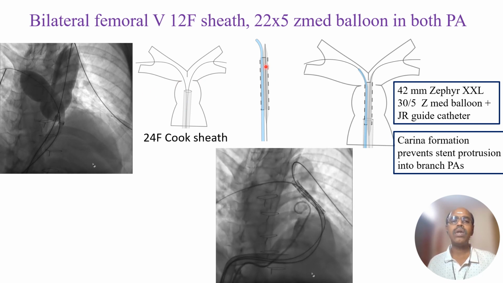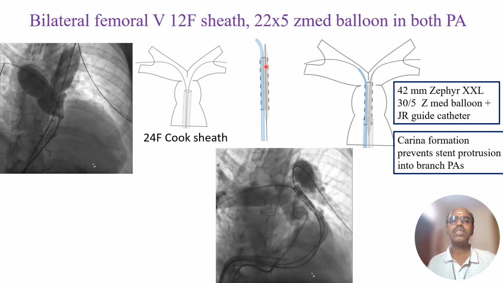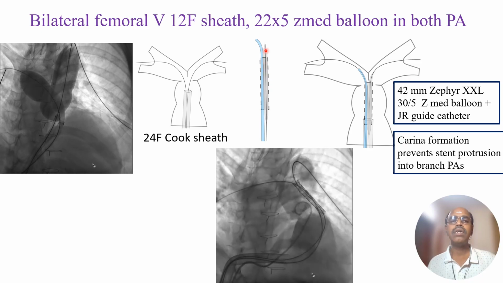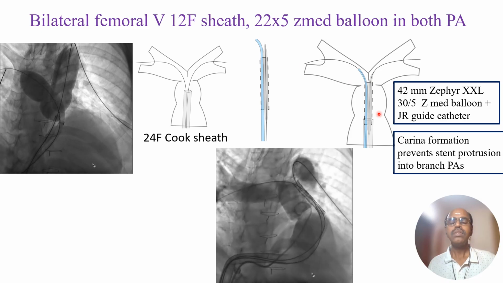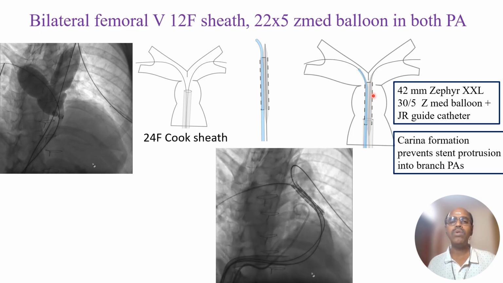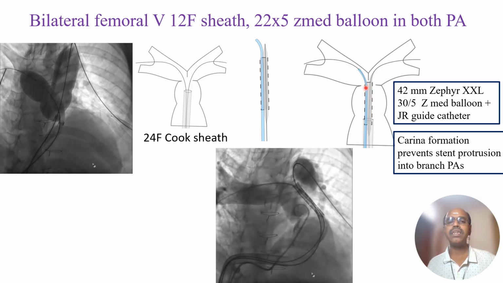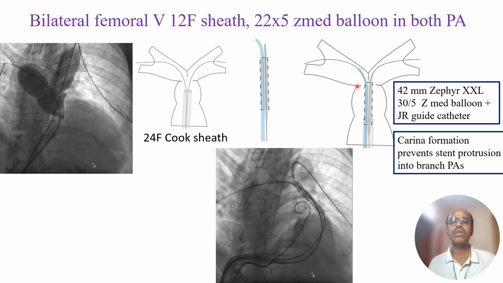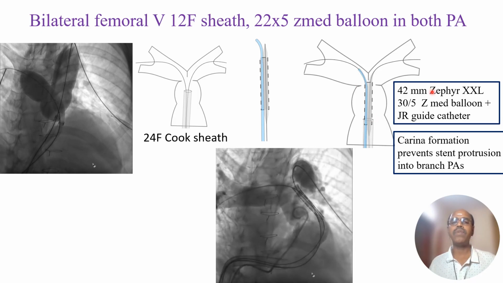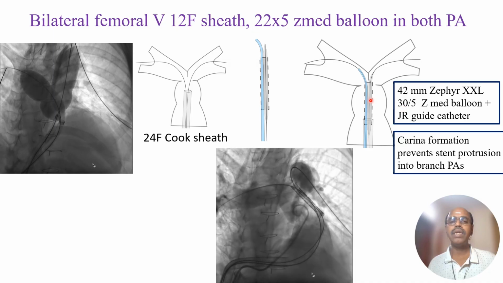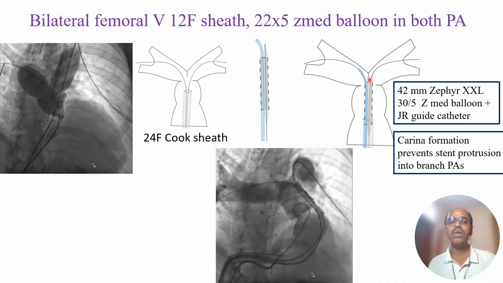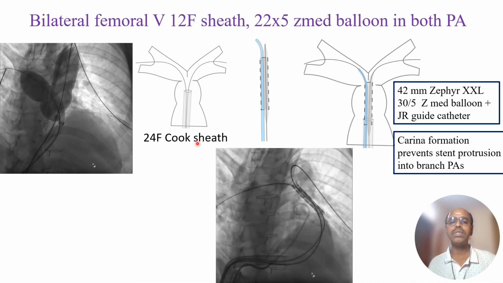So we use what is called the 2-wire single stent strategy. You park one wire in the left, one wire in the right, take a balloon and a coronary guide catheter together and mount a stent on it. So this is a 42 millimeter Zephyr XXL on a 30 millimeter Z-Med balloon plus a guide catheter. Everything goes through a 24 French long sheath.